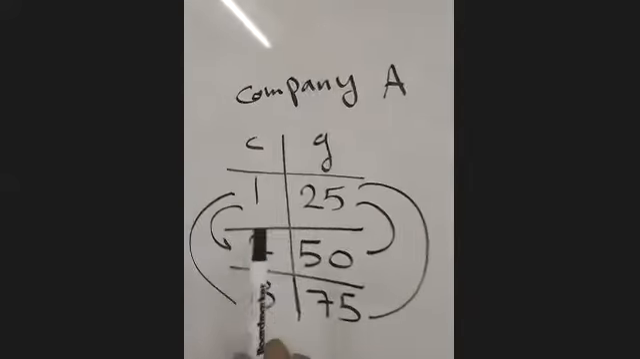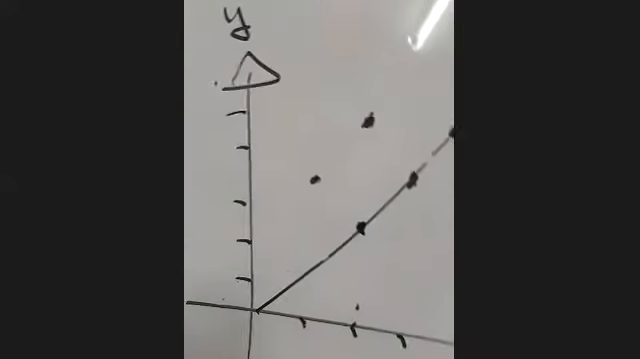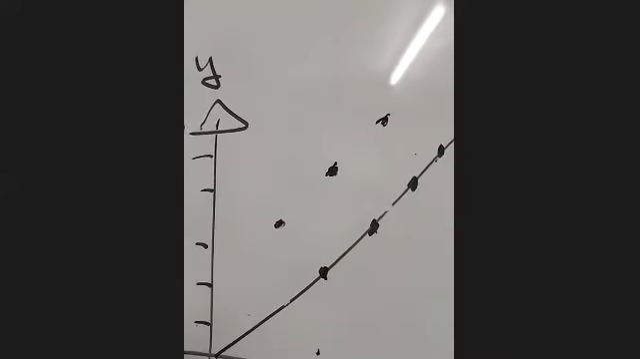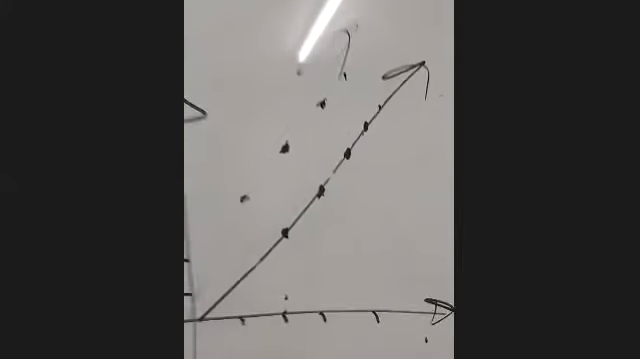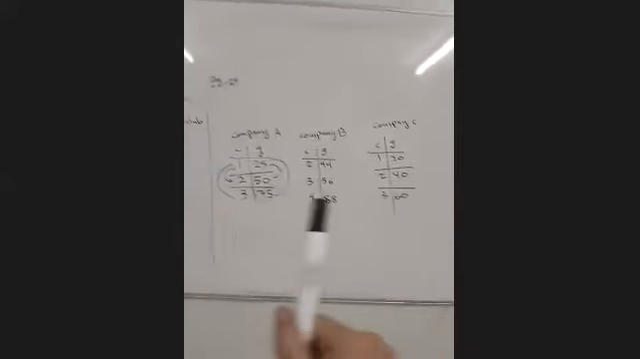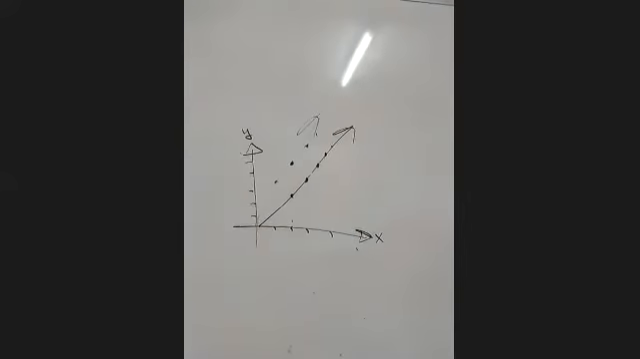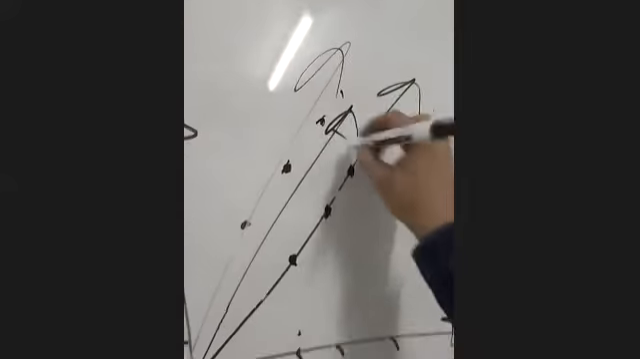Then here, 2 with 50. We'll go here, 2 with 50. Got it? Here, 3 with 75. We'll go here, 3 with 75. Got it? Yes. Then I will make a line between them. Now, how many tables do I have? 3. If I have 3 tables, how many lines should I have here? 3 lines. So there will be 3 lines.